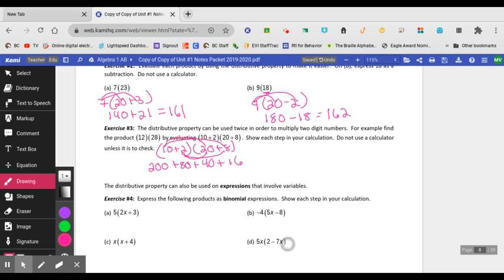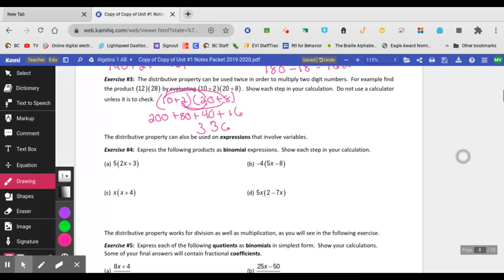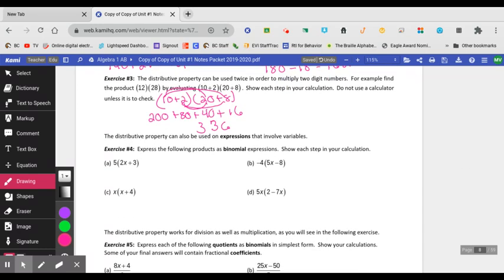So 6, 13. 1 plus 4 is 5, plus 8 is 13. Carry the 1, so it's 336. And this seems kind of silly, but that's one way you can do those in your head. It's also going to be more useful when we're looking at variables.